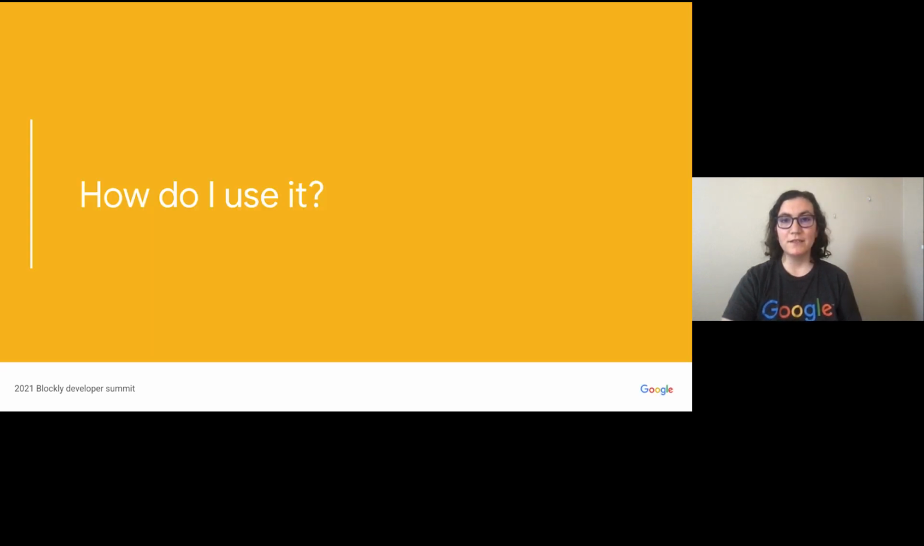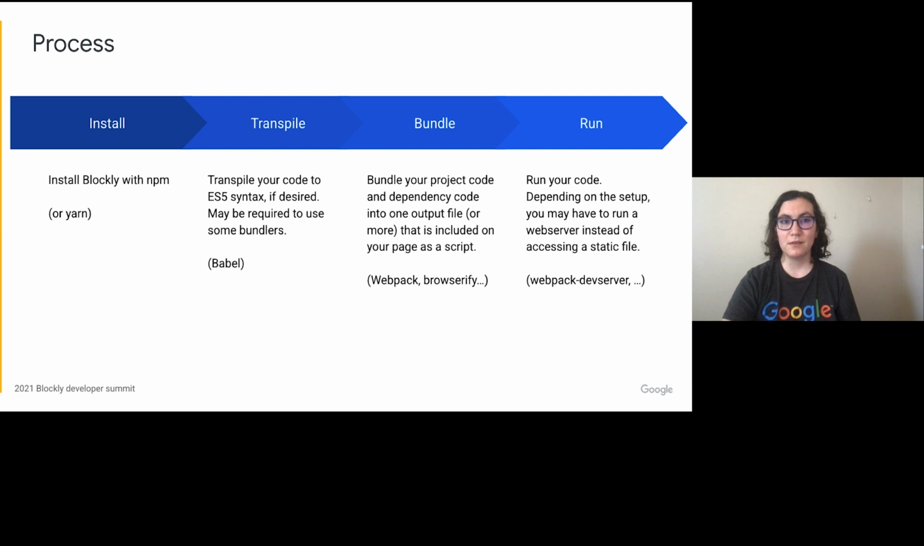Now, if I've convinced you that using a package manager could be helpful to your project, you might be wondering how to go about using it. This is the full process of using packages in your code. First, you would install Blockly with npm. Then you would transpile your code to ES5 syntax if that's desired for your project, or you might be required to do this step to use certain bundlers.